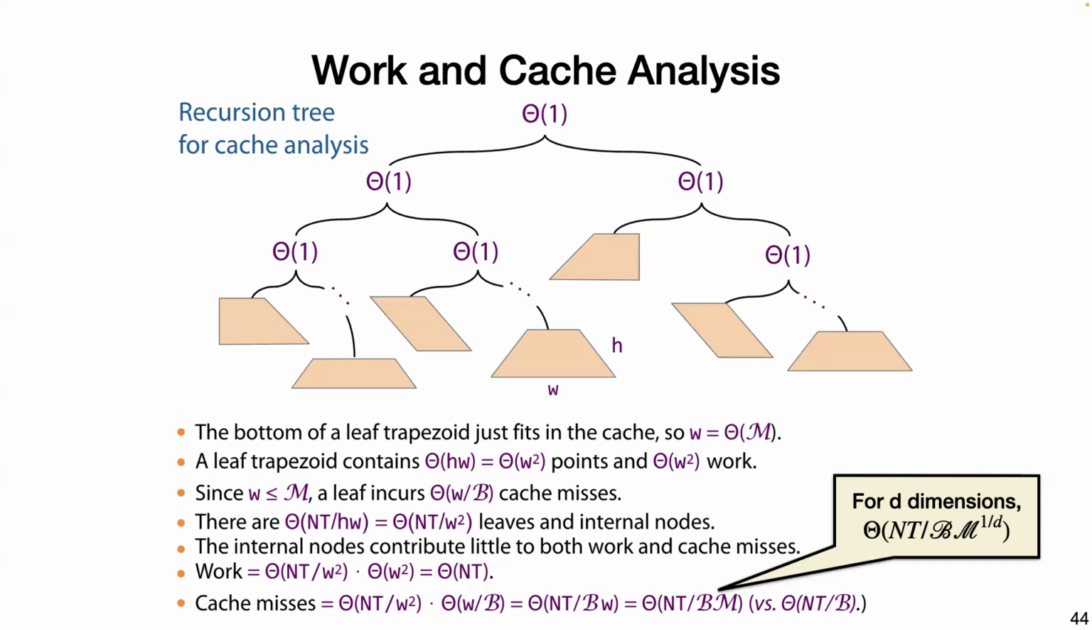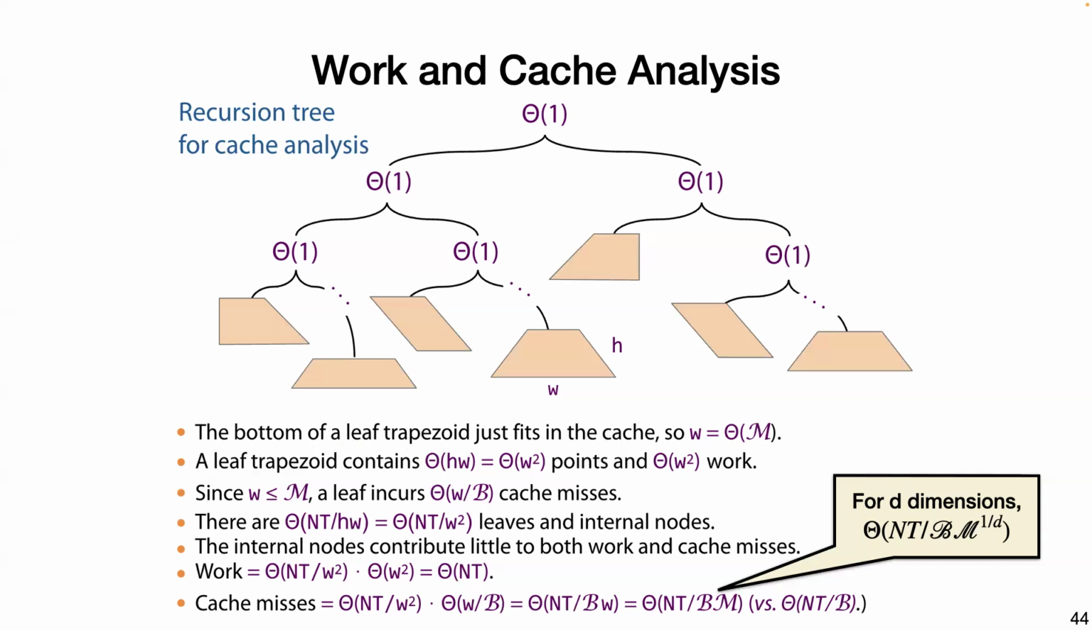And so this is the same type of argumentation we were doing before. How many misses does it take per leaf? And then how many leaves are there? So the number of misses per leaf is w over b, where w is the width. And how many leaves are there? Well, we started with nt, which is the volume of the entire rectangle, and we divide by hw, which is the size of each trapezoid. And so there are nt divided by w squared leaves, and the internal nodes don't really contribute much because there's theta 1 each. You just have to do splitting.